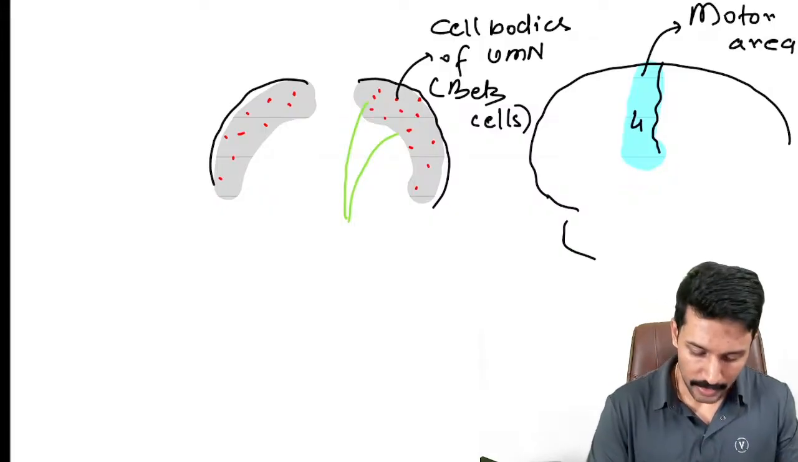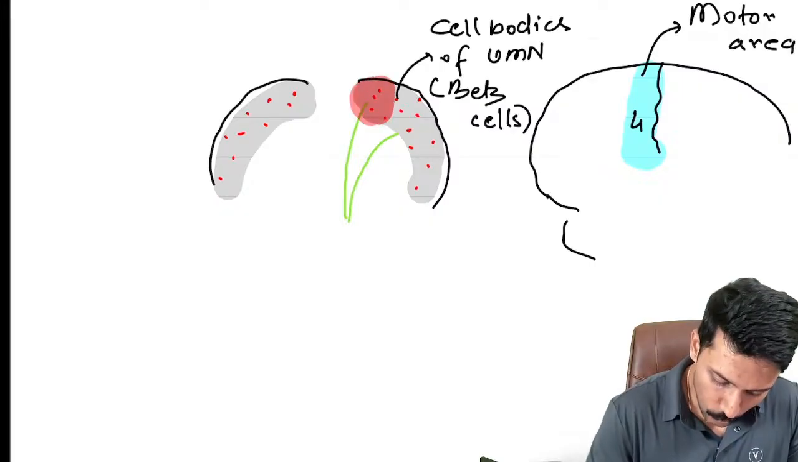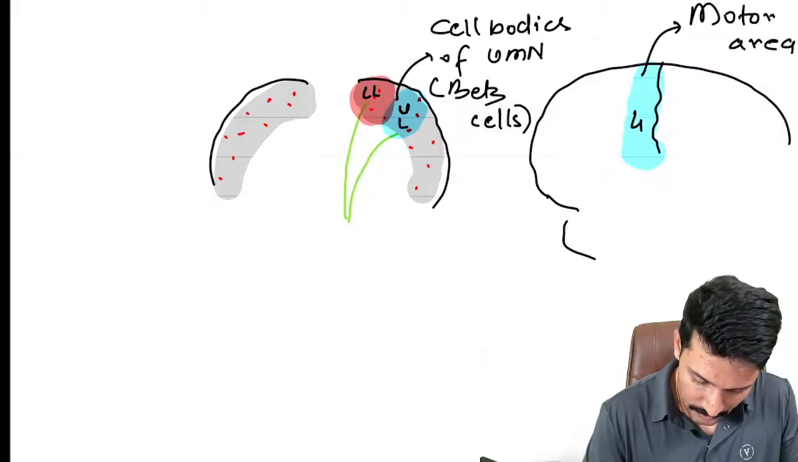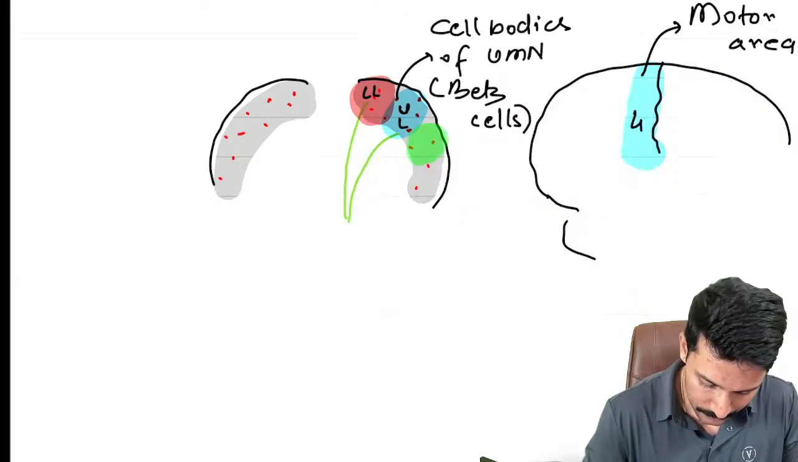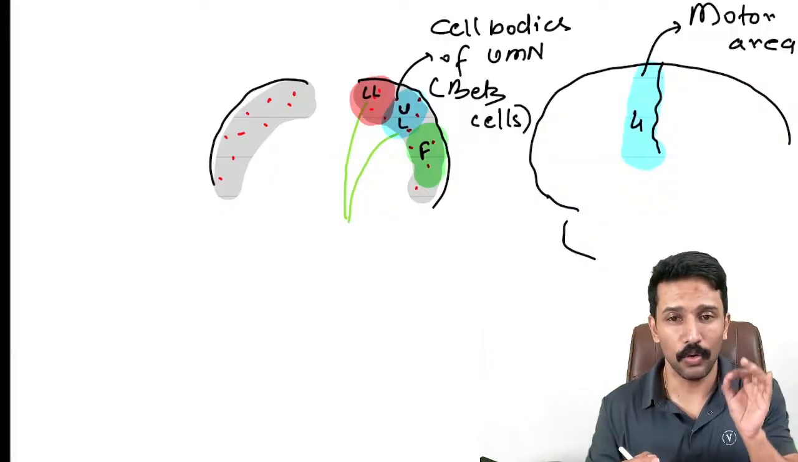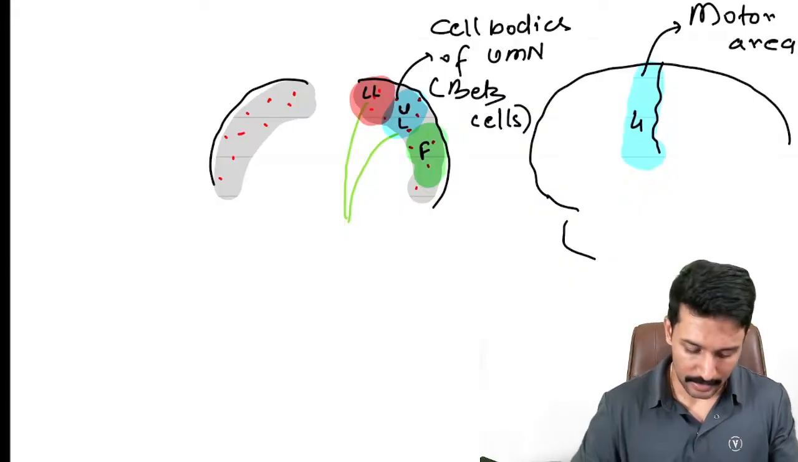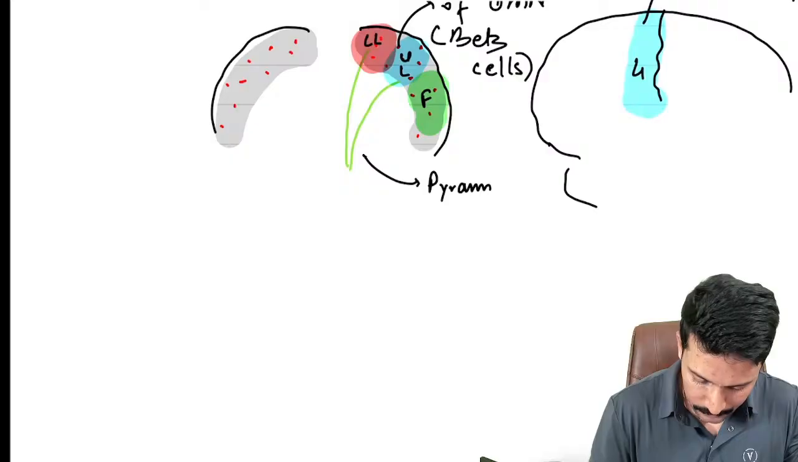And you already know that this area is where the lower limb is represented, and this area is where the upper limb is represented. And this is the area where the face, or head and neck region, is represented. And you know that the face is controlled through the corticobulbar tract, while the limbs or the rest of the body are controlled through the pyramidal tract. So it forms this tract called the pyramidal tract.